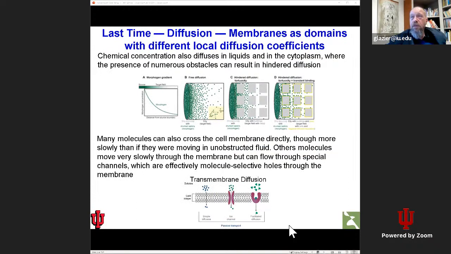We also talked a little bit about membranes as domains with different local diffusion coefficients. So this was a problem that I was thinking about assigning as an extra homework problem for you, because we didn't really go through it in class in detail. And then I said, okay, people need to work on their projects and they have to catch up. I may give it to you for next week.